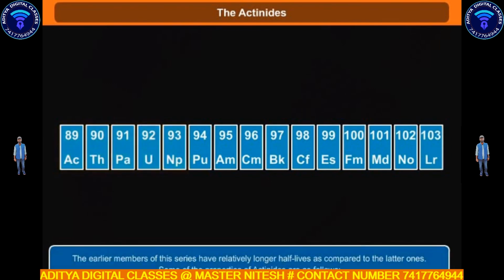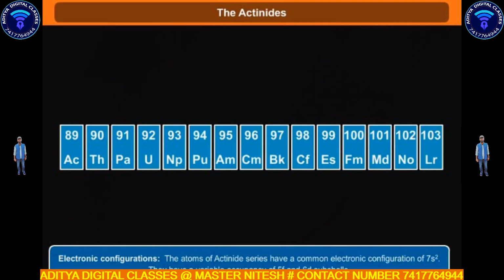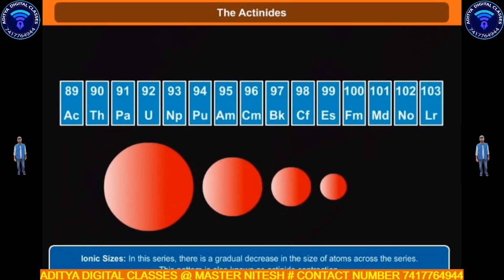The earlier members of this series have relatively longer half-lives as compared to the latter ones. Some of the properties of actinides are as follows. Electronic configurations. The atoms of actinide series have a common electronic configuration of 7s2. They have a variable occupancy of 5f and 6d subshells. Ionic sizes. In this series, there is a gradual decrease in the size of atoms across the series. This pattern is also known as actinide contraction.